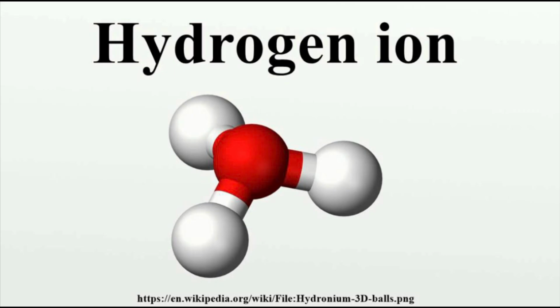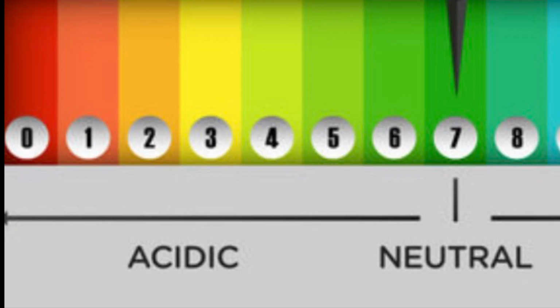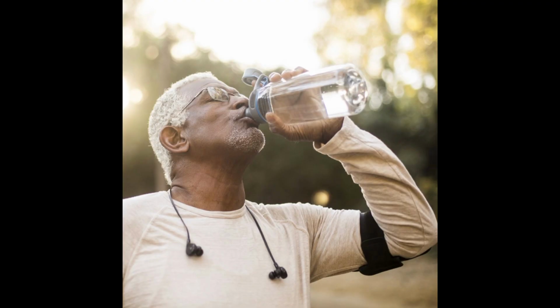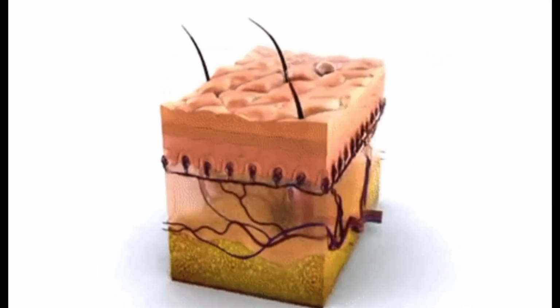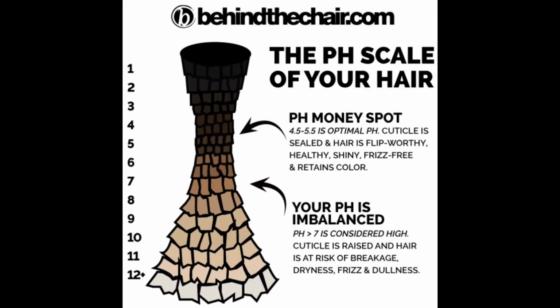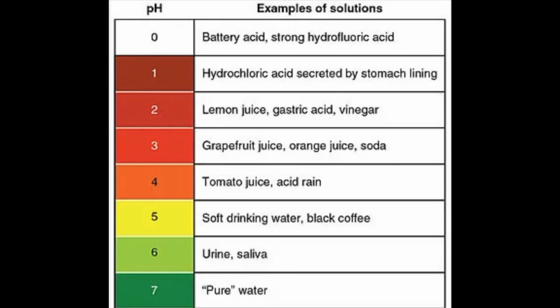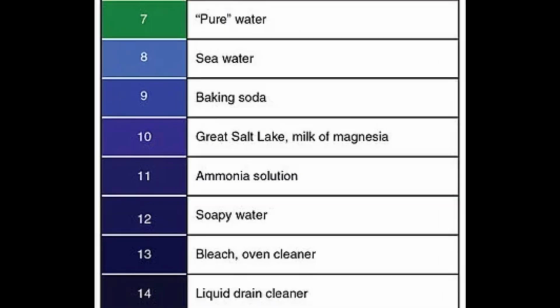The hydrogen ion in water is acid. The hydroxide ion in water is alkaline. The pH range of hair and skin is 4.5 to 5.5. Acidic solutions will neutralize the effects of alkaline solutions.